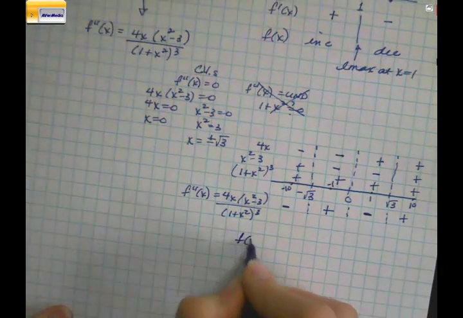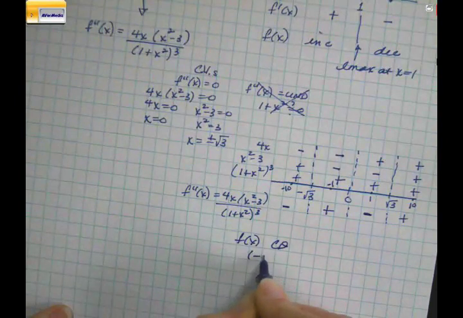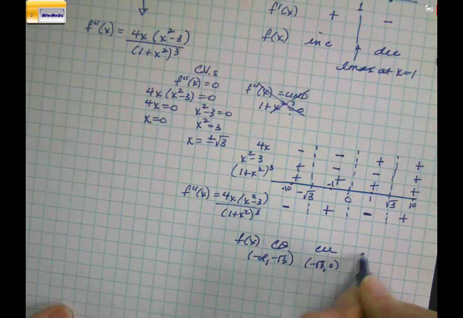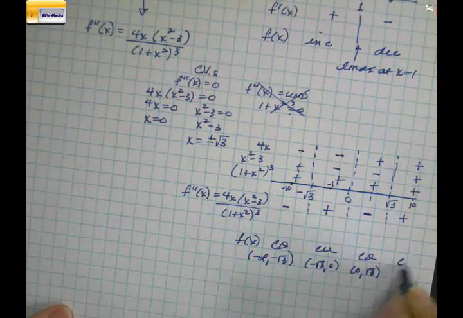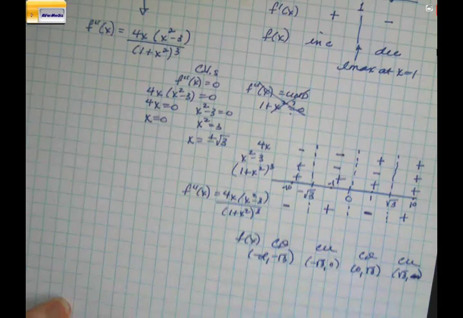So this means the original function is concave down from negative infinity to negative square root of 3. It is concave up from negative square root of 3 to 0. It is concave down from 0 to square root of 3 and concave up from square root of 3 to infinity.